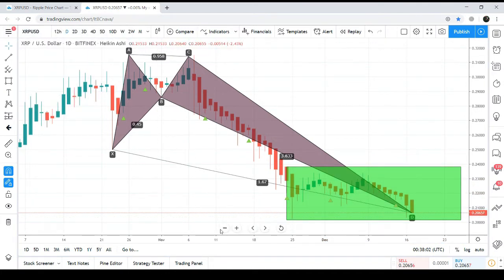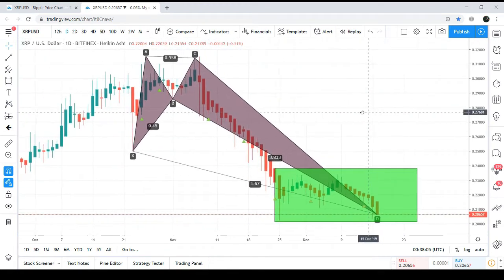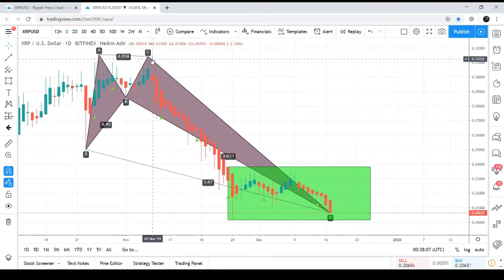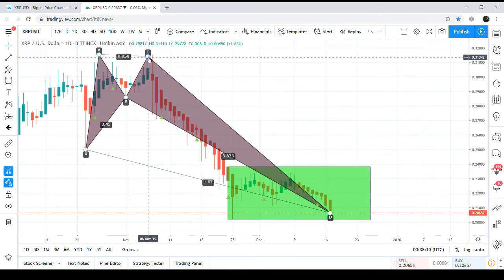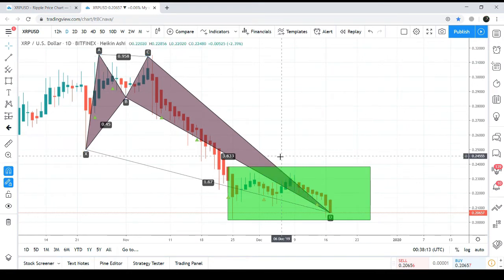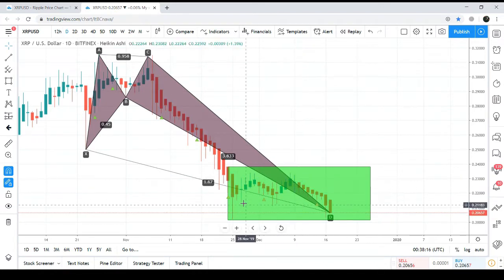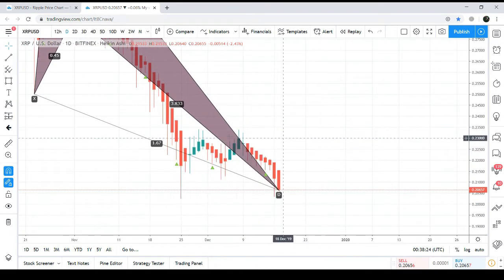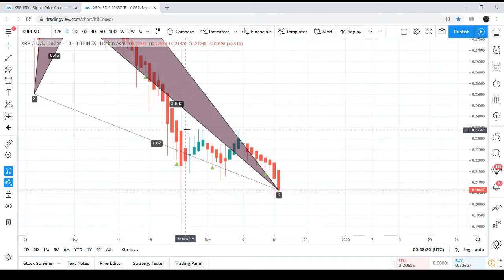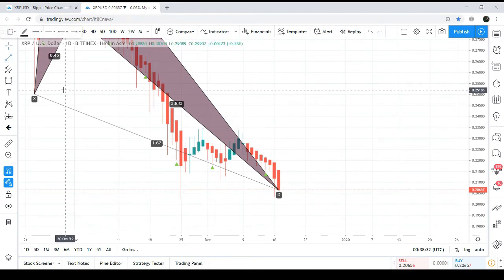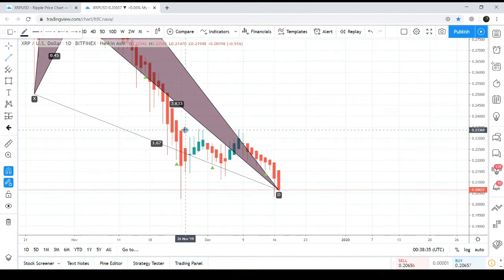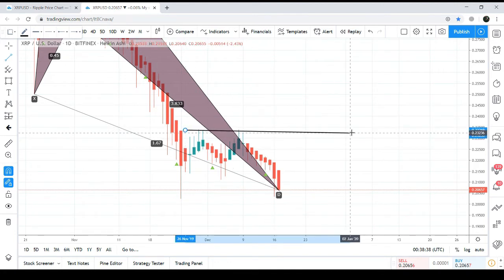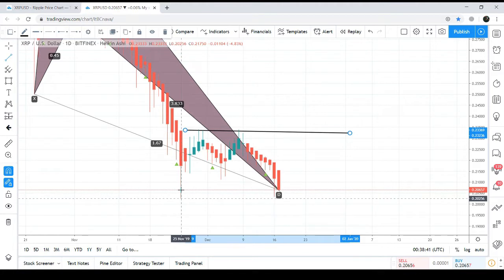I've already published a complete idea with perfect dimensions. You can find it on my portal. I've already published a video on this idea. Now, if we see this area here, we can see the price action is just moving in a channel within the potential reversal zone of this bullish crab pattern, and this is the resistance of the channel, and this is the support of the channel.